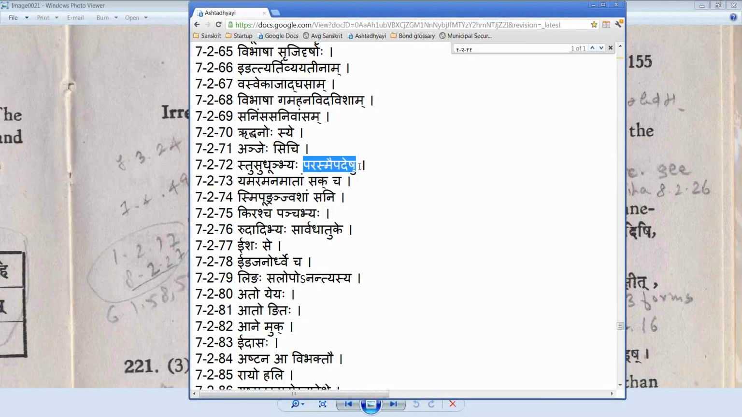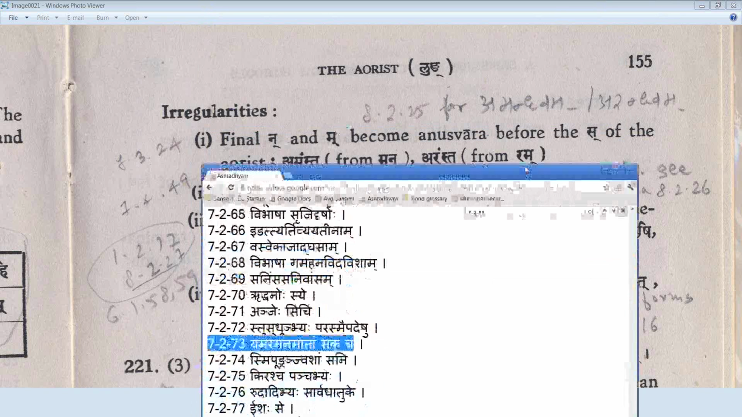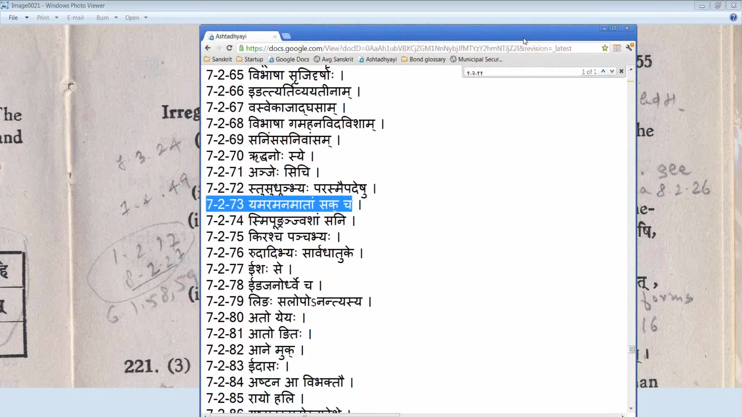So always we look at the entire sutram and check for all the conditions. This sutram we're going to see in the next class. We are not studying this today, but you might be wondering how come we did this form Aramsta and Arandhvam, because we should not have done that, but that is only Parasmaipadeshu. So Yama Rama Namatam Sakcha. The dhatu Ram is mentioned in the sutram. That's only Parasmaipadeshu.